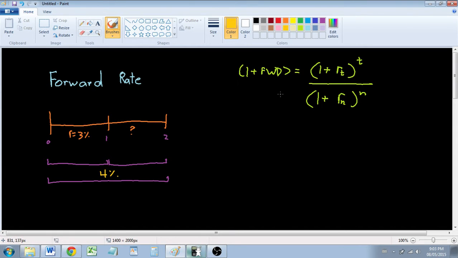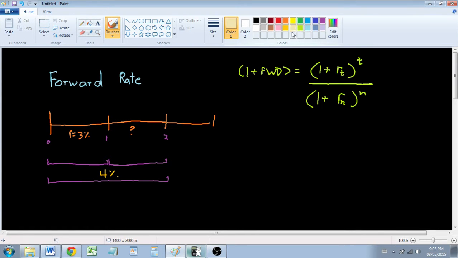So here we have our formula. 1 plus the forward rate is equal to the interest rate for the longer duration period, and this is our interest rate for the shorter duration period. It doesn't have to be just year 1 and year 2. It could go on for quite a while, and you just have to realize that this is going to be a longer period and this is going to be a shorter period.